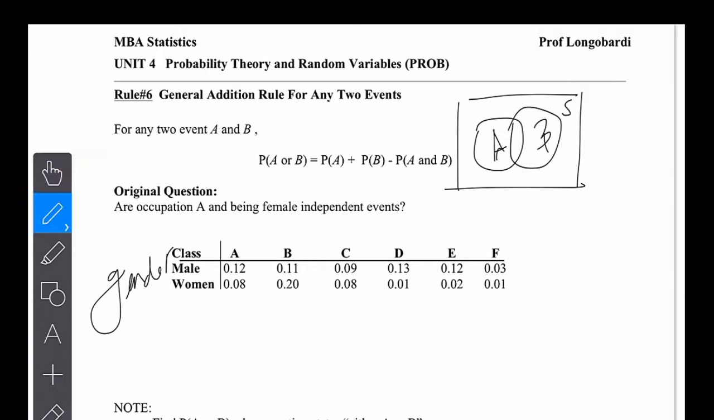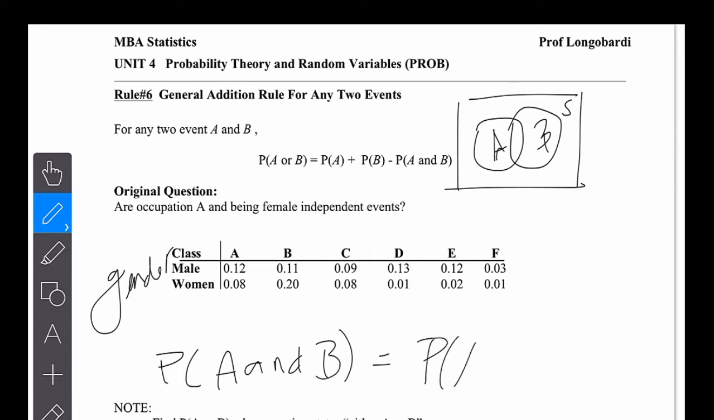Okay, so how would I check such a thing? Just looking at the numbers. What do I need to do? What does independence mean? What's the rule? Well, rule number 5 tells us events are independent if the probability of A and B equals the probability of A times B. And it might not be the case, but if it is, they're independent.